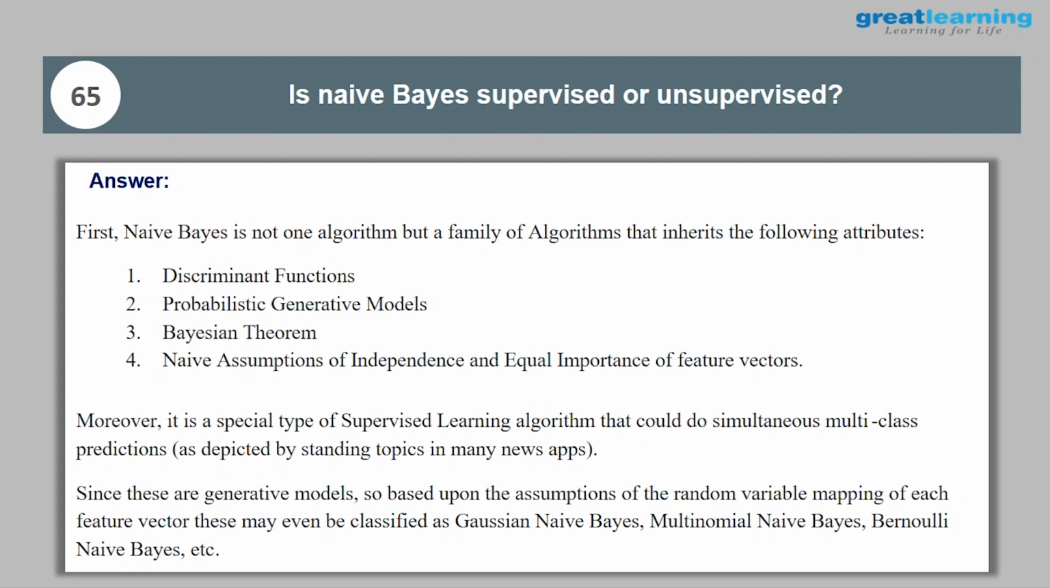Moreover, it is a special type of supervised learning algorithm that could do simultaneous multi-class predictions, as depicted by trending topics in many news apps. Since these are generative models based upon the assumption of the random variable mapping of each feature vector, this may even be classified as Gaussian naive Bayes, multinomial naive Bayes, Bernoulli's naive Bayes, etc.